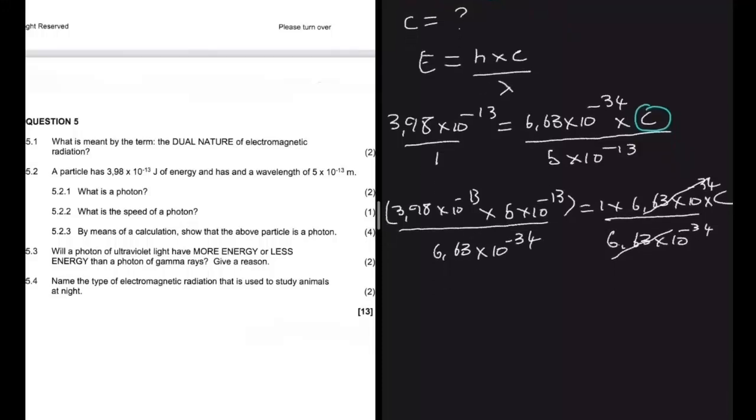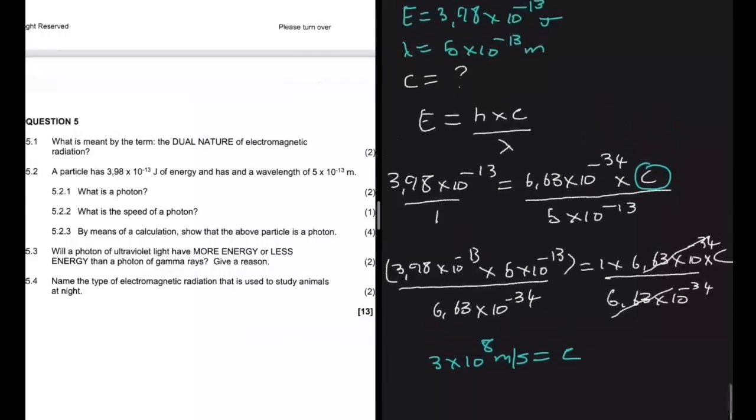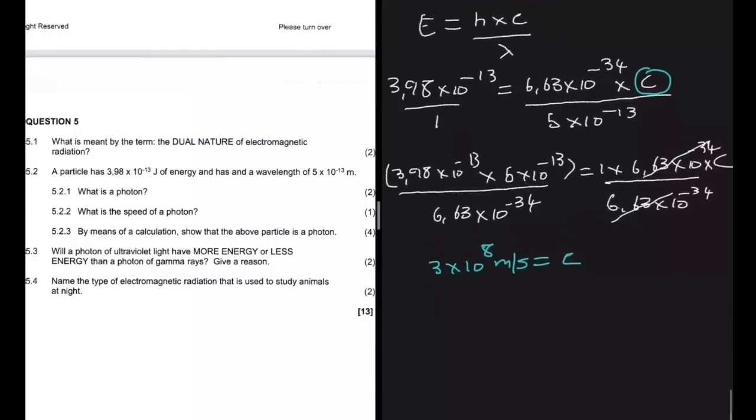So if you put what's on the left hand side on your calculator, you can get 3 times 10 to the power 8 meters per second, because we're looking for speed, and then it's equal to C, right? We can conclude that our particle is indeed a photon because it has a speed of 3 times 10 to the power 8 meters per second, right? Let's move to 5.3 and see what we can do here.